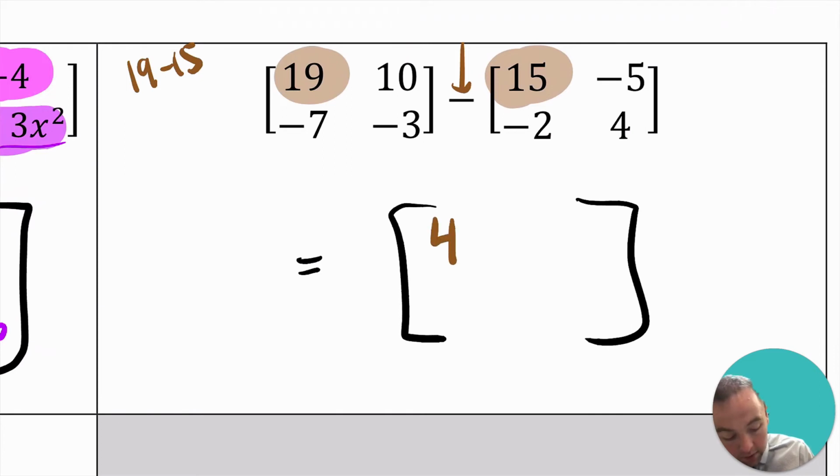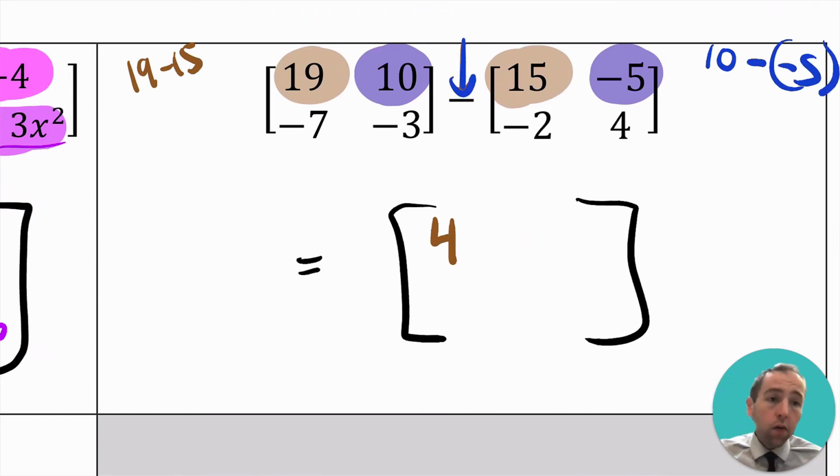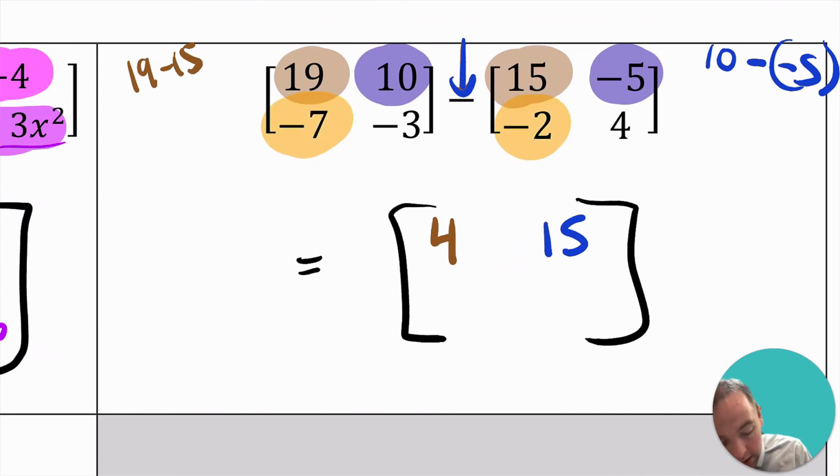Then proceeding to this element and that element in corresponding spots, you're doing 10 minus a negative 5, which is really 10 plus 5. So you end up getting 15 in that spot. Then if we take the negative 7 and the negative 2, we start with a negative 7 and subtract a negative 2, which means negative 7 plus 2, and that ends up equaling negative 5.